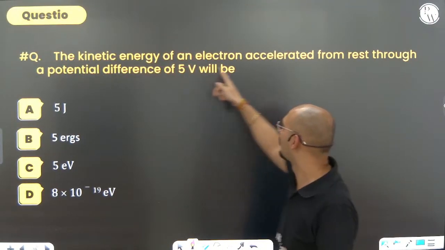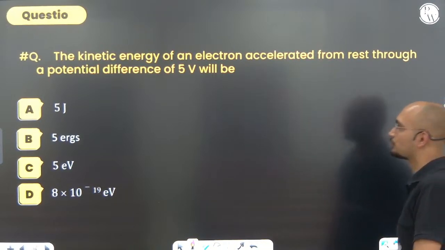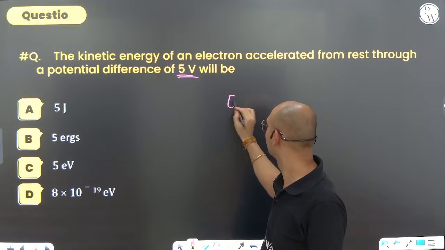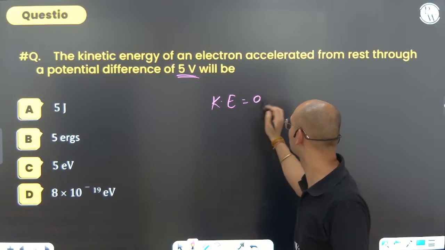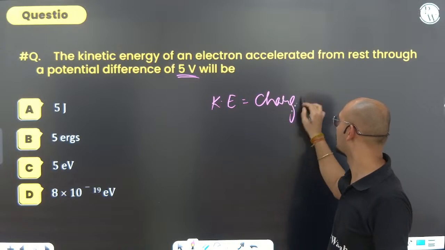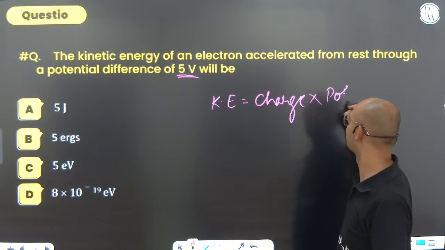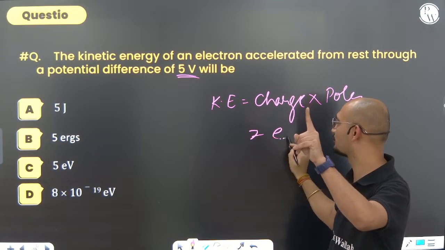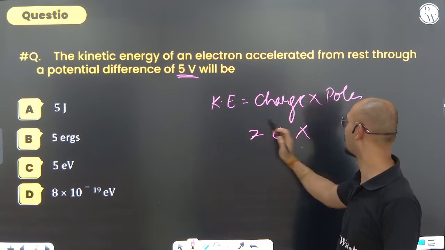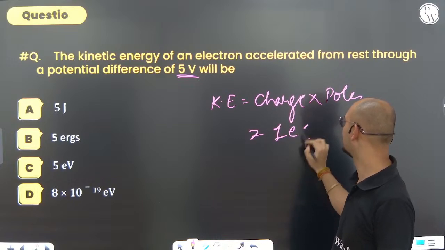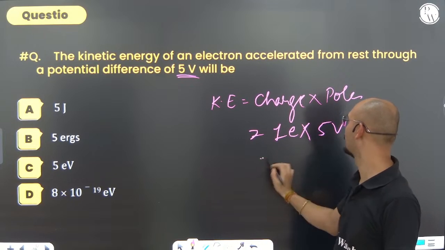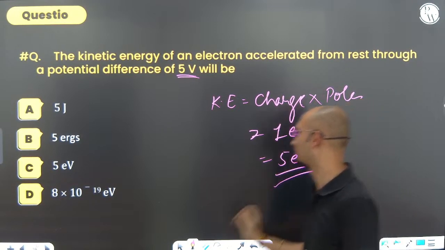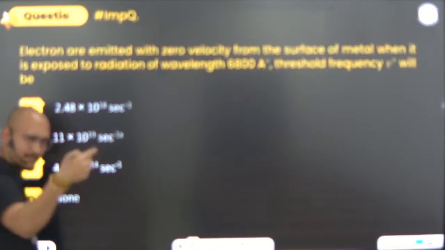The kinetic energy of an electron accelerated from rest through a potential difference of 5 volt will be, okay, so you should know that kinetic energy equals charge into potential. What is the charge? One electron is there. So how much is the charge on that? 1e, and potential is how much? 5 volt. So 1 into 5 is how much? 5 electron volt. How much is the total energy? 5 electron volt. That is how it is coming, right?